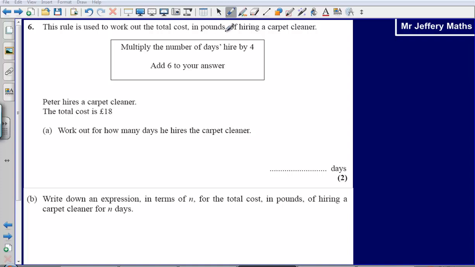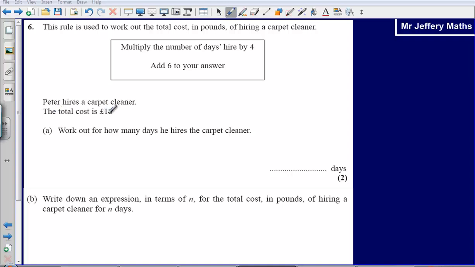This is question 6 from the GCSE 2008 non-calculator paper. This rule is used to work out the total cost in pounds of hiring a carpet cleaner. Multiply the number of days hire by 4, add 6 to your answer. Here we're told that Peter hires a carpet cleaner, the total cost is £18.